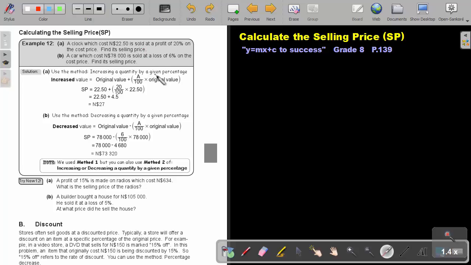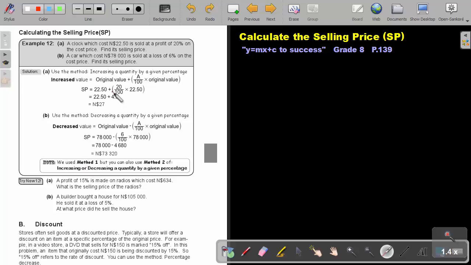Now, if you think back to your table, method number 3 was percentage increase and decrease, finding the amount. This is exactly what we are going to do. So use the method: increase a quantity by a given percentage and find the amount, not the percentage. For the increase we can either do method 1 or method 2. With method 1, it's the original value plus the percentage, 20, made a fraction out of 100, multiplied by the original value, and because it's increased, we add it up, and then we come to 27.